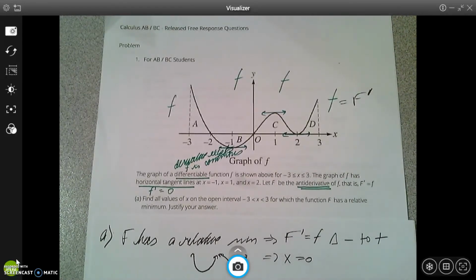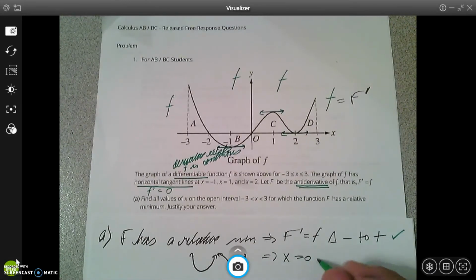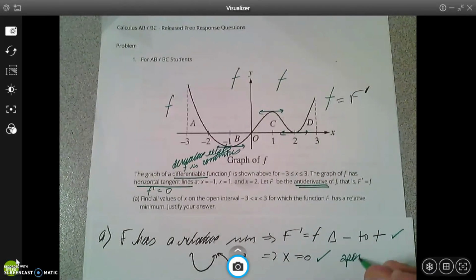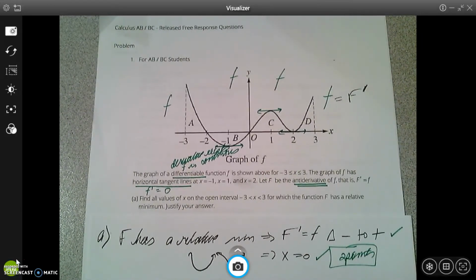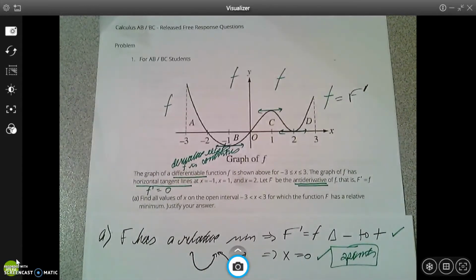So x equals 0. You would be awarded 1 point for making the connection that big F has a relative min when big F prime changes from negative to positive, and a second point for identifying that happens at x equals 0, but at no other place on the graph. That's that for part A.